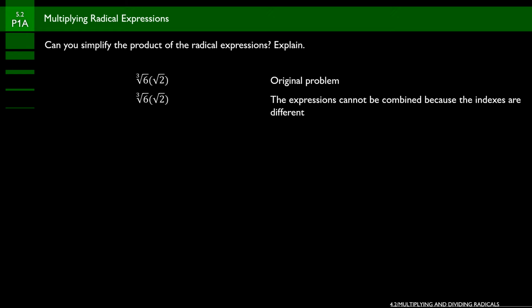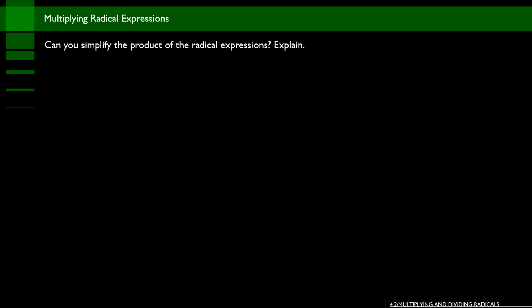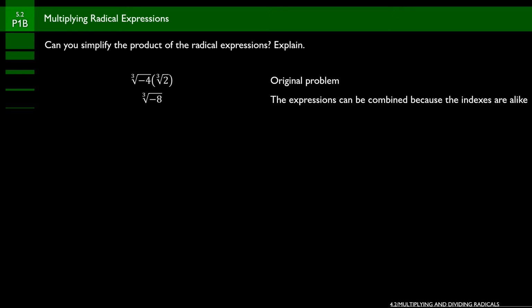In problem number 1b, we're given the cube root of -4 times the cube root of 2. So again, we're going to take a look at the indices. Are the indices the same? We have a 3 and we have a 3, which means we can multiply them together. Now, for both of these, the coefficients are 1, so we're not going to bother with anything there. We're going to look at the radicands. We have a -4 and a 2, so multiply -4 times 2 and you get -8. So now we're left with the cube root of -8, which is -2.